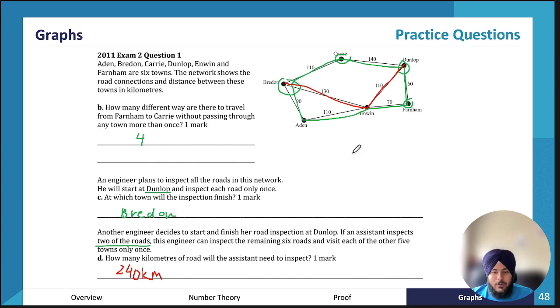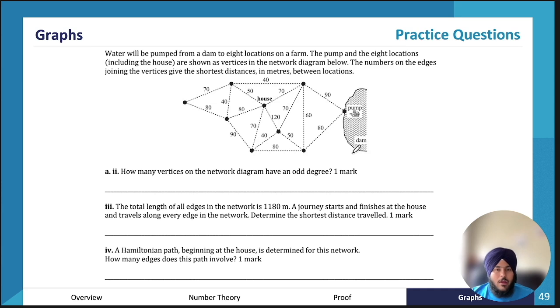Okay, let's move along. Again, if you have any questions, please pop them into the chat. Okay, water will be pumped from a dam to 8 locations on a farm. The pump and the 8 locations, including the house, are shown as vertices in the network diagram below. The numbers on the edges joining the vertices give the shortest distance in meters between locations. Okay, question A: how many vertices on the network diagram have an odd degree?